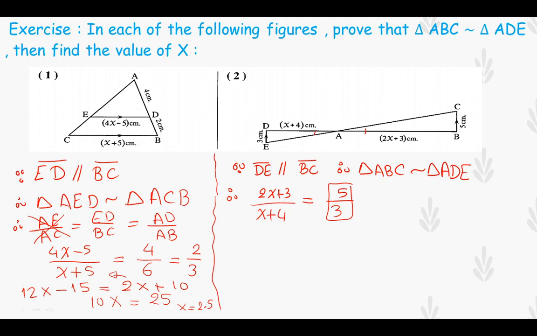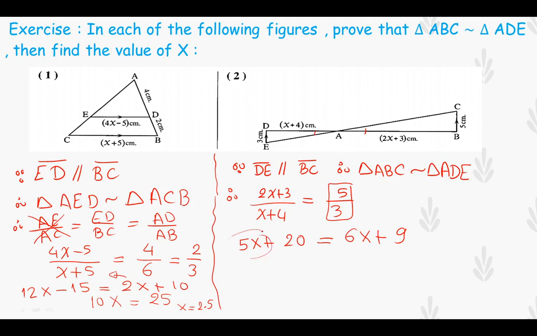So cross multiplication. 5 multiplied by x plus 4. 5 multiplied by x will equal 5x. 5 multiplied by 4 equals 20. This equals 3 multiplied by x, which equals 3x... 3 times 3, which equals 9.